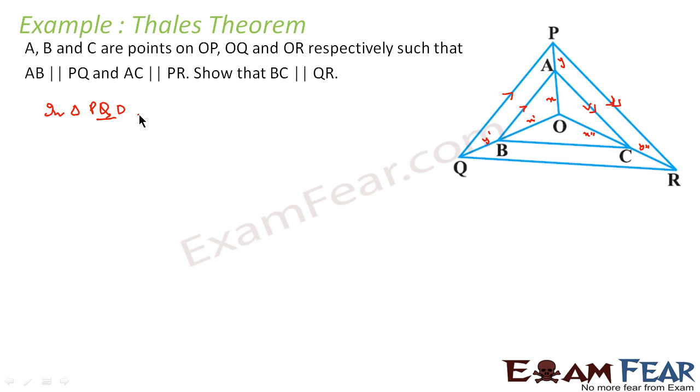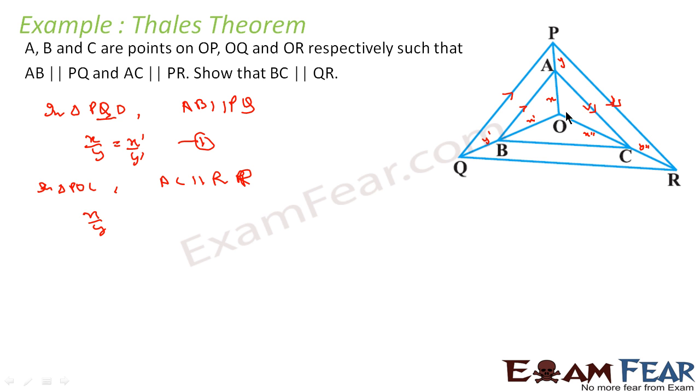First thing, in triangle PQO, AB is parallel to PQ. So I can write x by y is equal to x dash by y dash. This is my first equation. The second equation I'll write in triangle POR, AC is parallel to PR. So we can write x by y is equal to x double dash by y double dash.